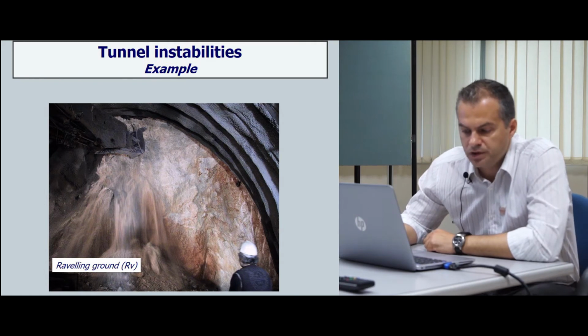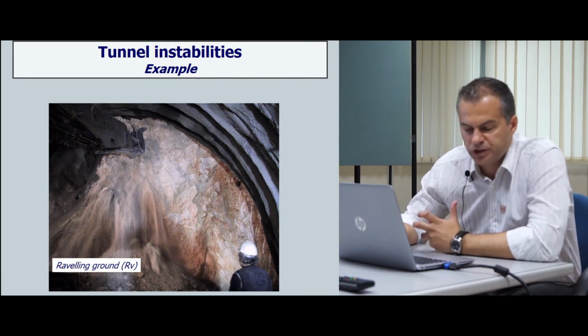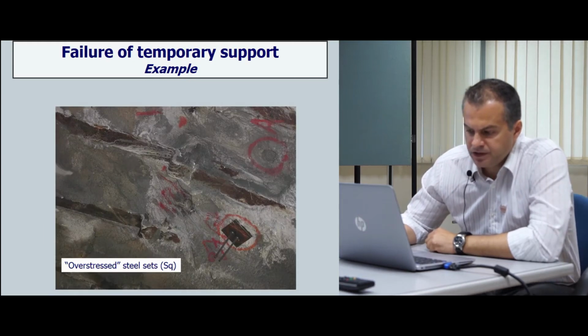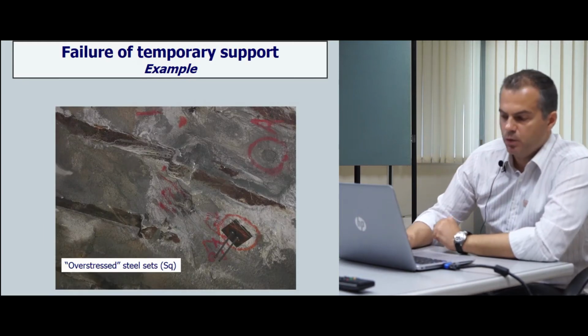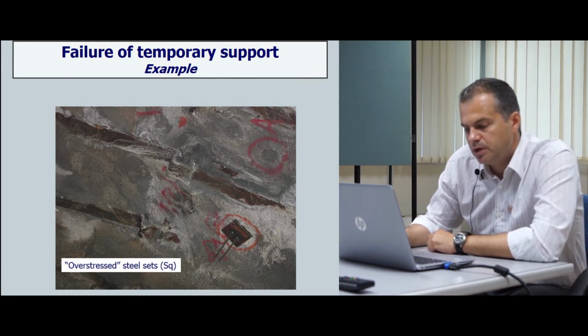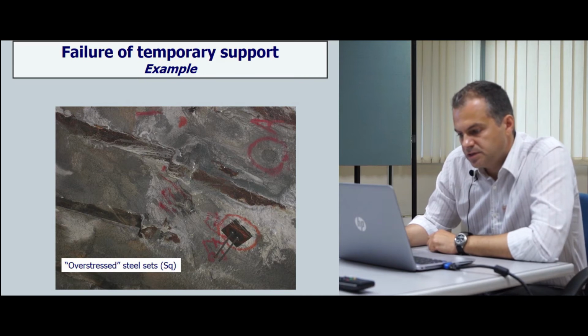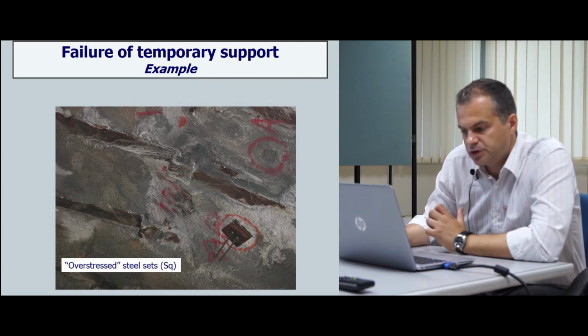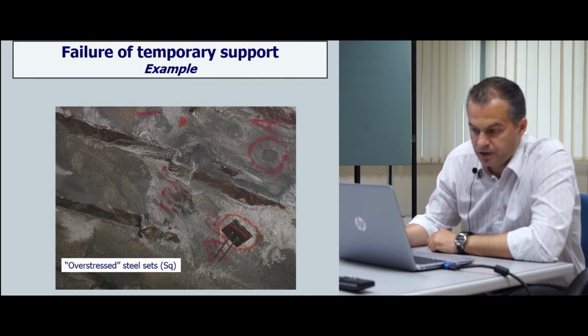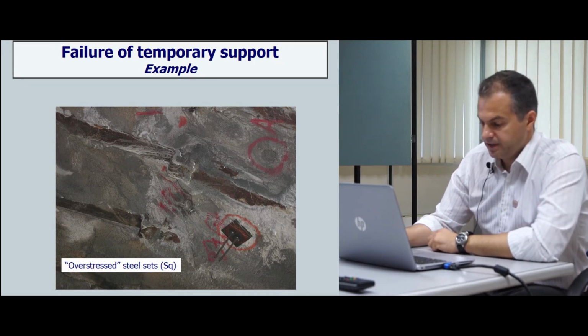A Raveling Ground in brecciated limestone, a sugar cube limestone. And here you can see overstressed steel sets where we have squeezing ground, a very sheared siltstone, thrusted flysch, heterogeneous tectonically deformed rock masses. Here you can see how the steel sets are bent.